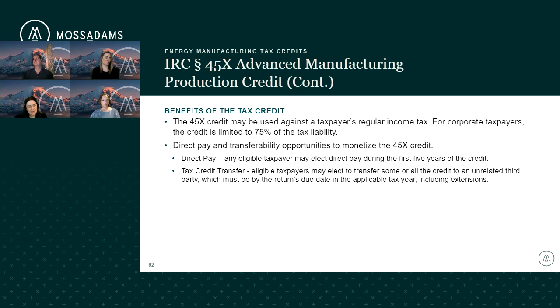Something to note here is that there is a transferability opportunity for this. We can transfer the credit to an unrelated party, but direct pay is also a unique opportunity here because any eligible taxpayer can elect direct pay during the first 5 years of the credit. So, whether you're just a project owner, it could go directly to you, or it could be a company that's doing this, but it's just another unique opportunity here for this credit.